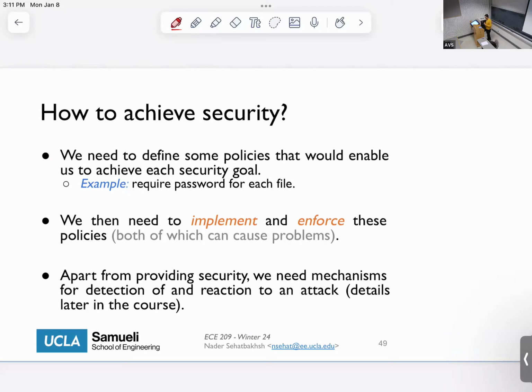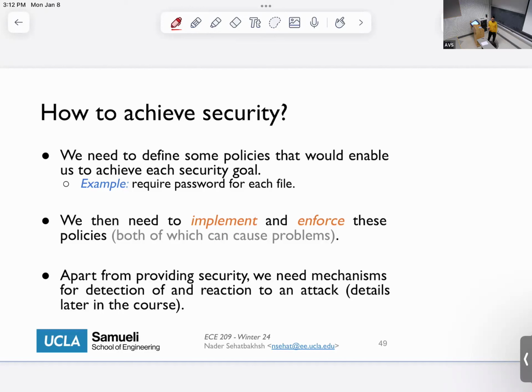So for example, let's go back to Nina wanting to read the file. In order to achieve this, we're going to implement some policies, okay? For example, the policy that we're going to use is that everybody who reads this file needs to have a password. They need to type in a password, and if they do, they can read this file, okay? So this is how we're going to achieve this security property that we want, that only particular persons can read this file, okay?